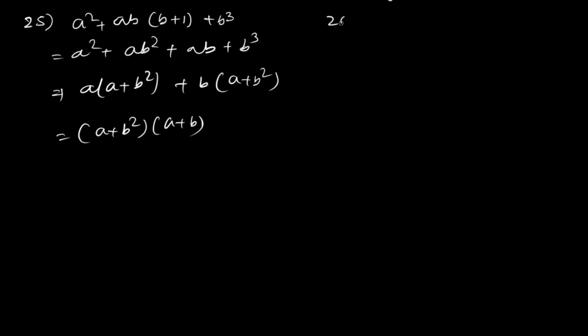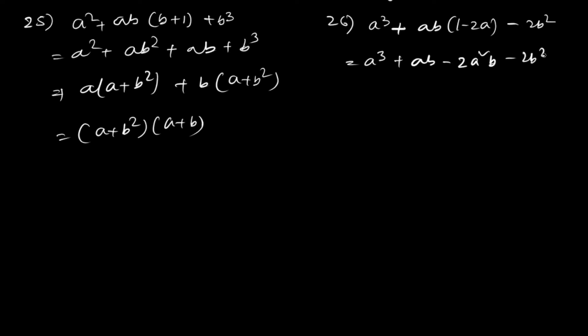Let's do the 26th one. It's the same method again. It's given a cube plus ab times 1 minus 2a minus 2b square. So we have to go for multiplication: ab minus 2a square, b minus 2b square.